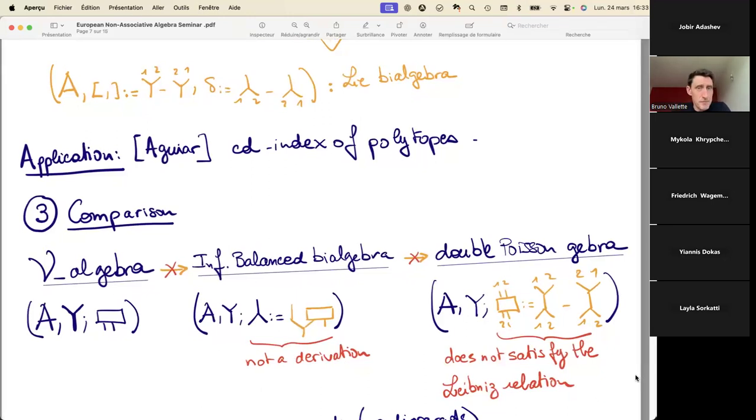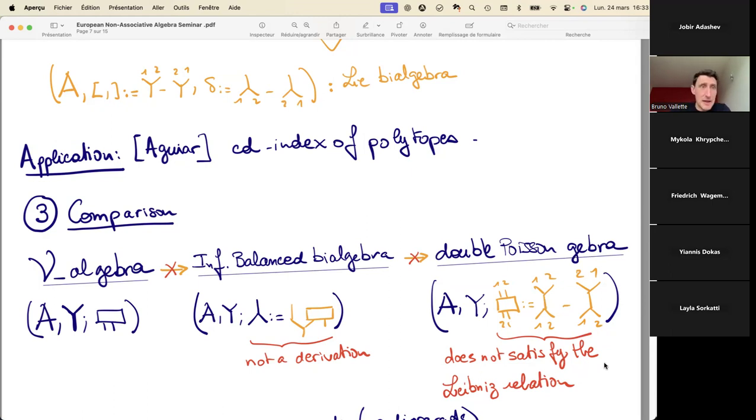Then similarly, we start from this data of an infinitesimal bialgebra, so a product and a coproduct. Can we create a double bracket with that? We can try. We plug the product followed by the coproduct. It's not cyclic symmetric, so let us cyclically skew-symmetrize it. Yes, but it does not satisfy the Leibniz relation. So like this, the talk should be over.